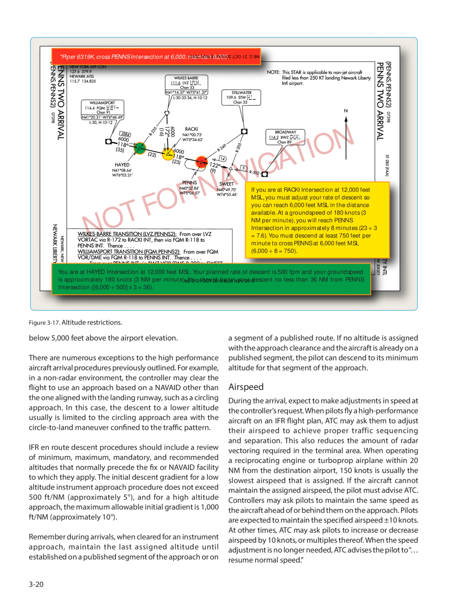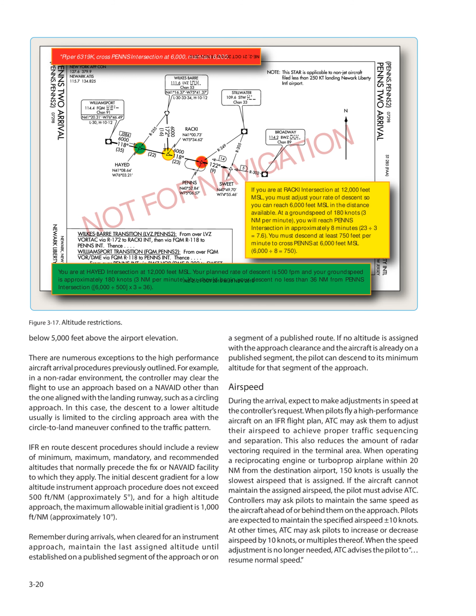Airspeed during the arrival. Expect to make adjustments in speed at the controller's request. When pilots fly a high-performance aircraft on an IFR flight plan, ATC may ask them to adjust their airspeed to achieve proper traffic sequencing and separation. This also reduces the amount of radar vectoring required in the terminal area. When operating a reciprocating engine or turboprop airplane within 20 nautical miles from the destination airport, 150 knots is usually the slowest airspeed that is assigned. If the aircraft cannot maintain the assigned airspeed, the pilot must advise ATC.